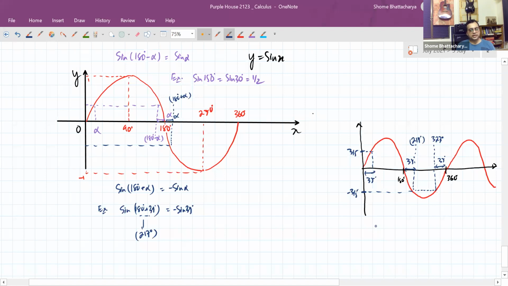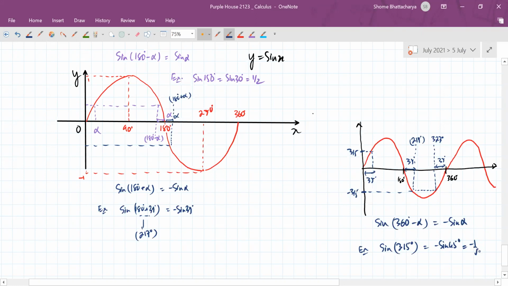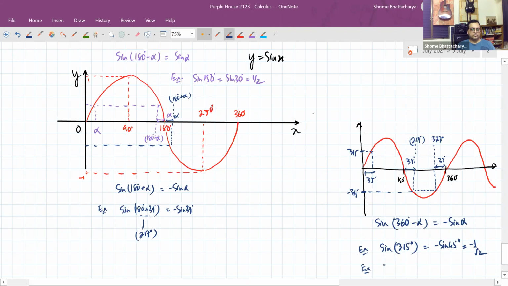So we have one more formula, that sine of 360 minus alpha is minus sine alpha. So for example, sine of 315 degrees is minus sine 45 degrees, minus 1/√2. Or like the one I've taken above, sine of 323 degrees is minus sine 37. So that's minus 3/5. So that symmetry and that alternate plus minus thing you can see in the graph of the sine wave also.